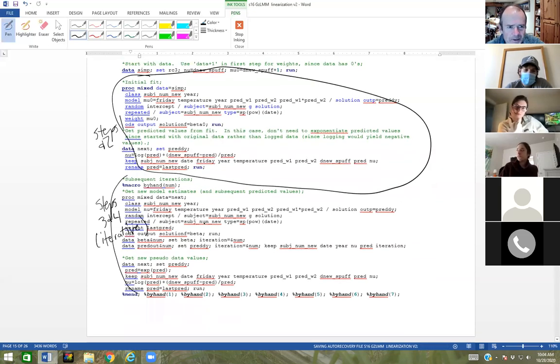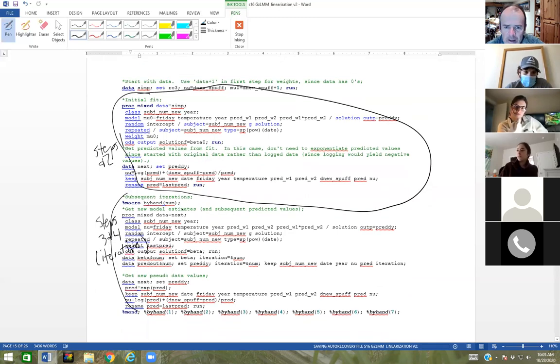I was pretty happy with myself. It took me a while to get this, but I was happy because I know I have a better understanding of proc mixed, right? And I want to understand, instead of having this be kind of a black box thing, it helped me understand this approach a little bit better.